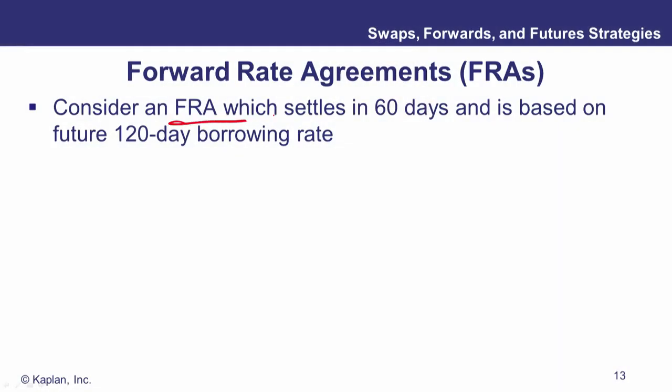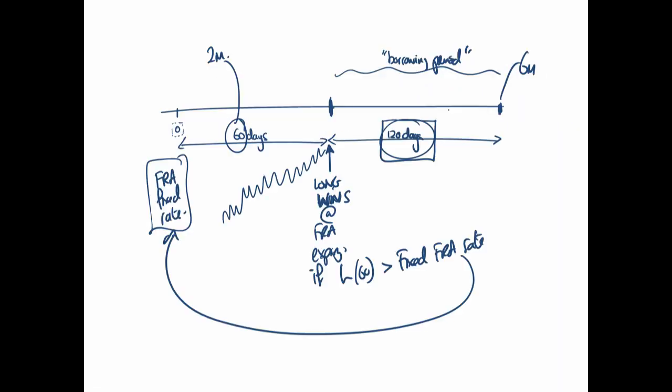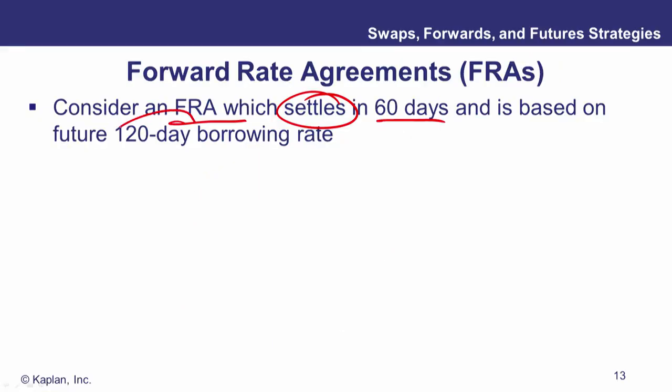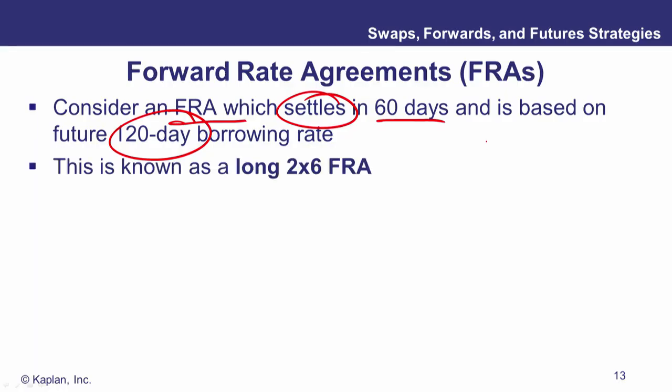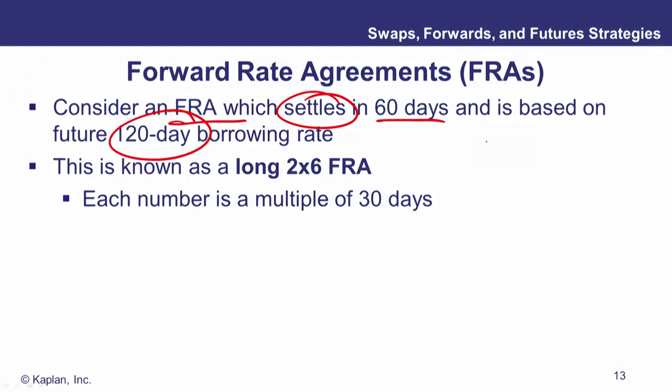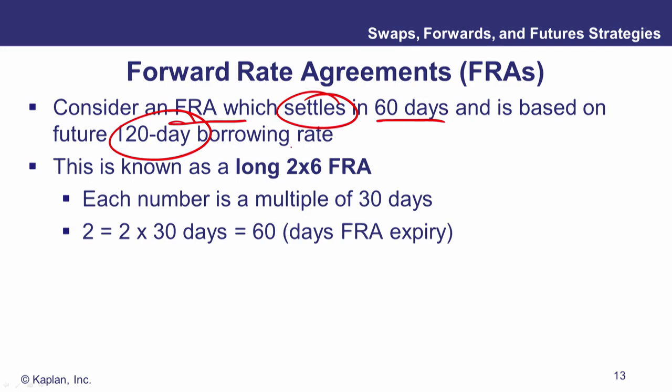The slides are going to follow us with this example actually. Consider a FRA which expires and settles in 60 days. That ties in with our example here. And the underlying rate is a 120-day borrowing rate. So the relevant period here is a period that starts in 60 days' time and goes on for 120 days. This, of course, is a 2x6 FRA. If you go long, you win if 120-day LIBOR is higher than the original FRA fixed rate in 60 days' time. So, yeah, each number here is a number of months, which are assumed to have 30 days. Okay, so 60 days the FRA expires. That's 2 lots of 30.